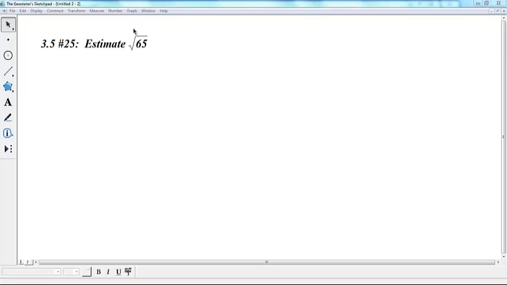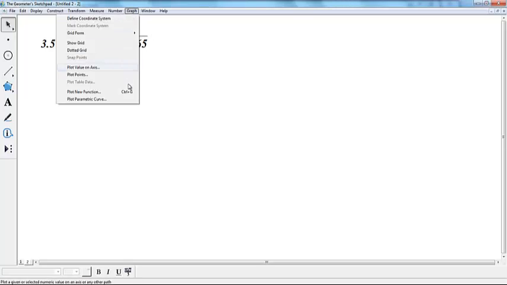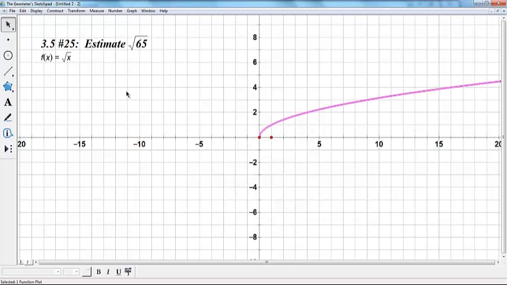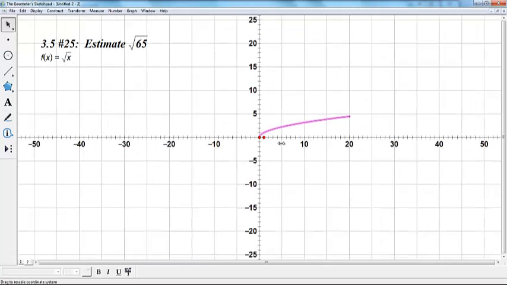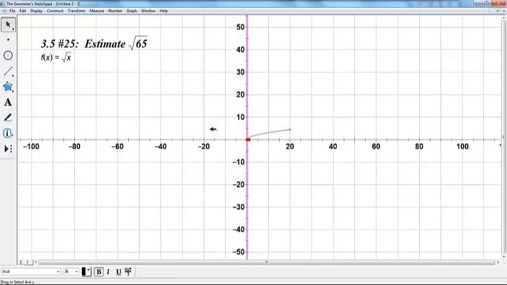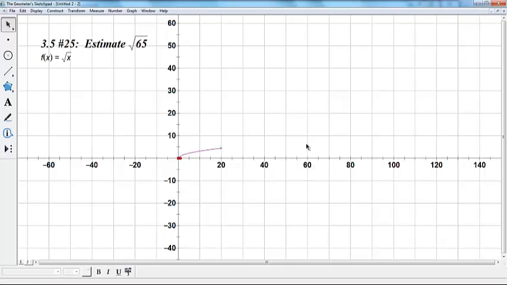And so the first thing I'm going to do is look at the function itself, which is the square root function. So I'm going to say plot function here, and I'm going to say plot the square root of x. And now we want to estimate the square root of 65, and we know that it looks like this. But if we look here, I'm going to just move this over, okay? We know the square root of 65 is over here somewhere, right?